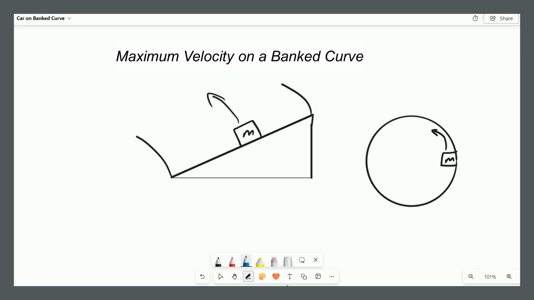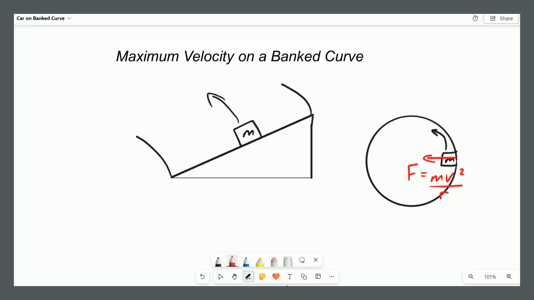Now, in that situation, the net force acting on an object moving in a circle like this is the centripetal force, okay? And that is equal to the mass of the object times the velocity squared divided by the radius.